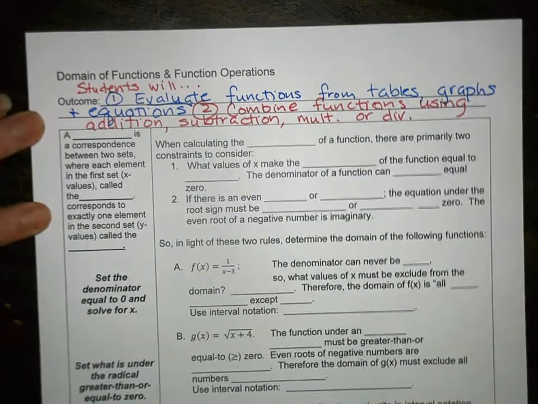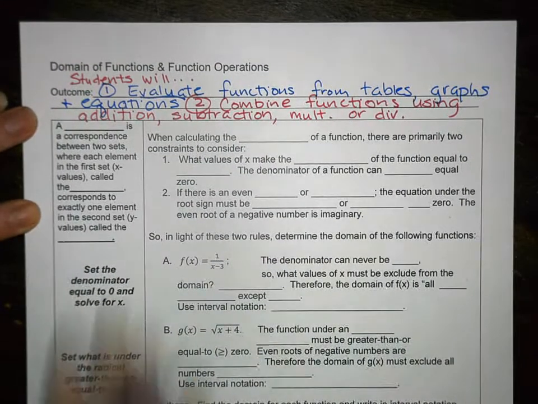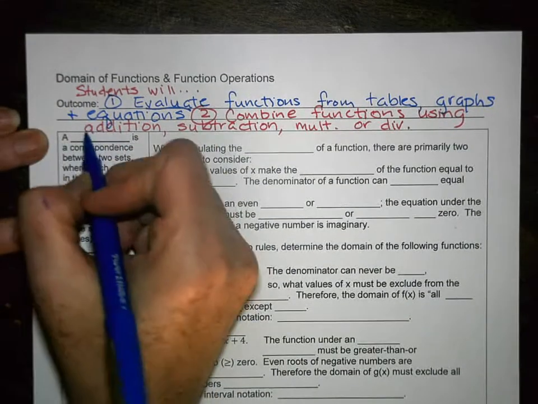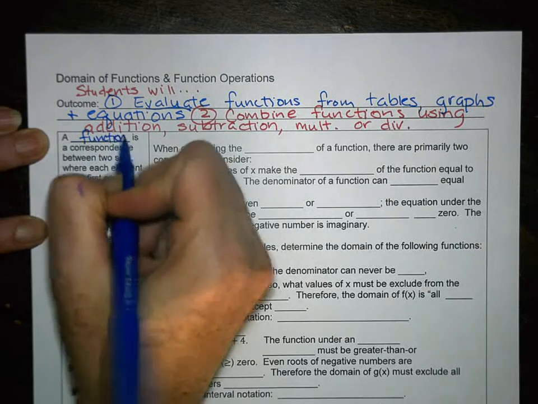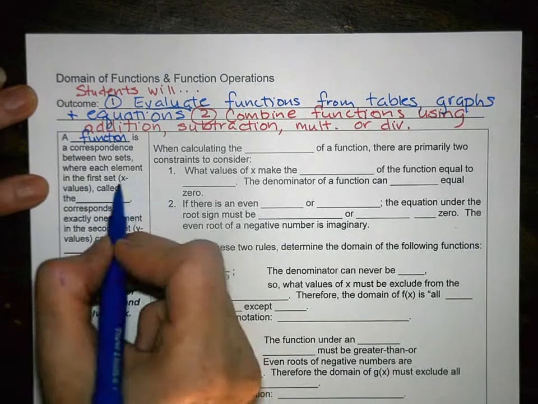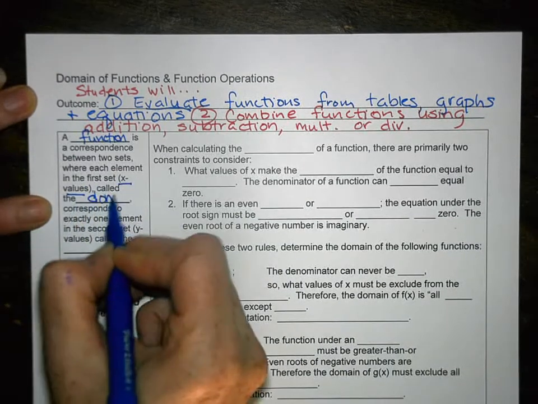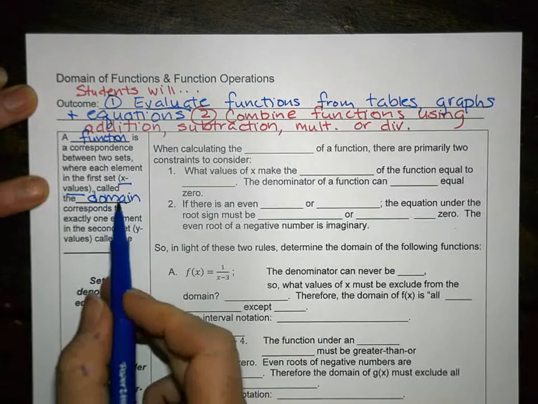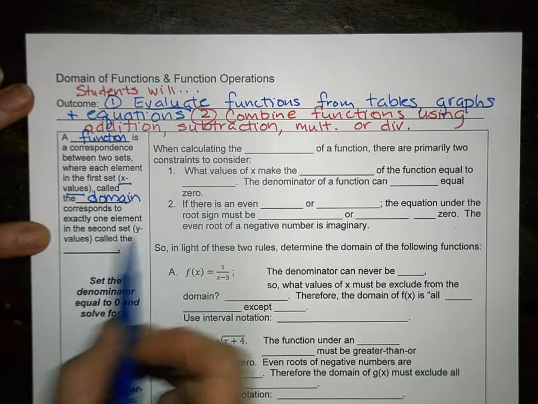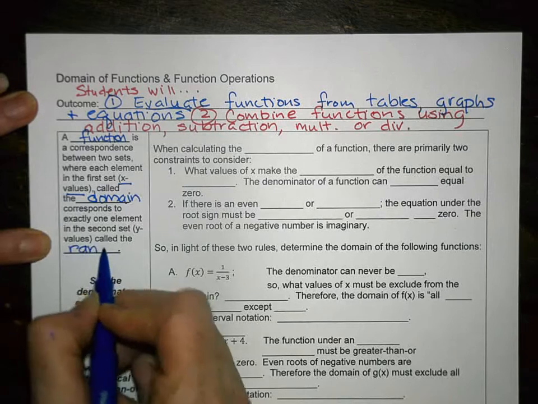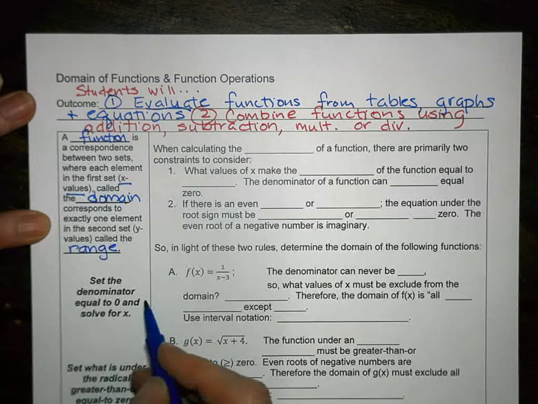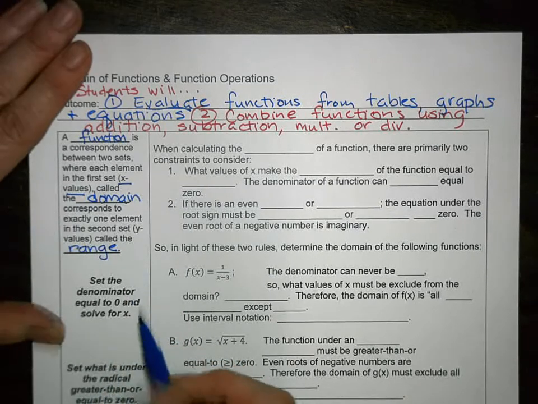So first I want to do a quick review of interval notation. A lot of you had it last year, but some of you did not, so I just want to quickly catch that. A function, we're evaluating functions, is a correspondence between two sets, the x's and the y's, where each element of the first set, the x values, is called the domain. Every element in the domain corresponds to exactly one element in the second set, the y values, called the range. And we know that something is a function when it passes the vertical line test. That's probably what you're thinking of when you read that.